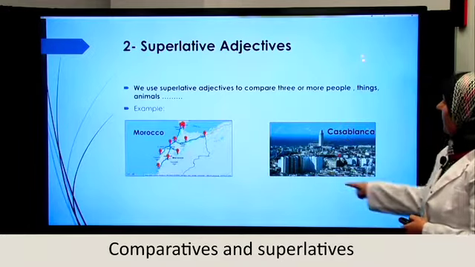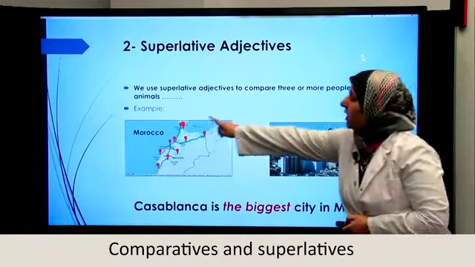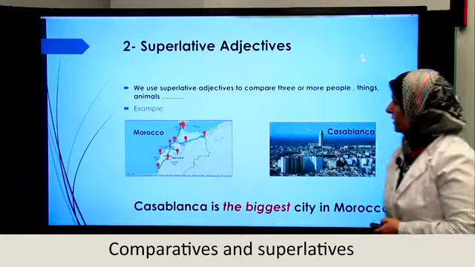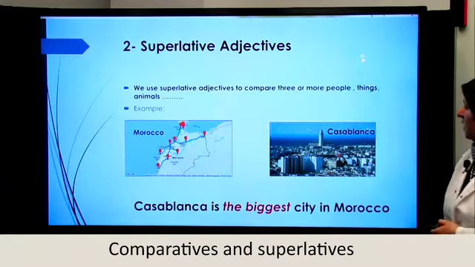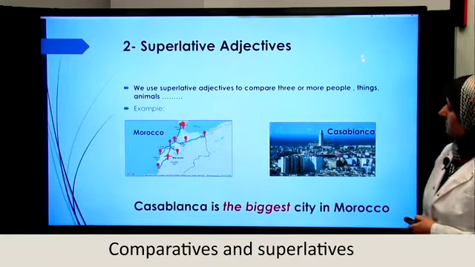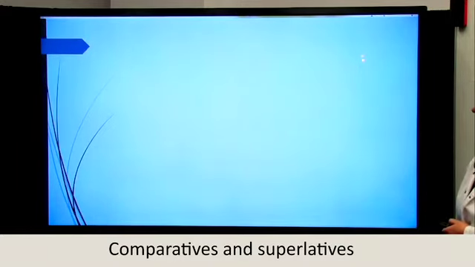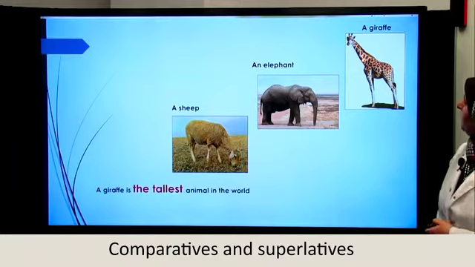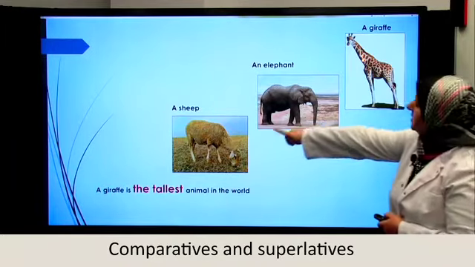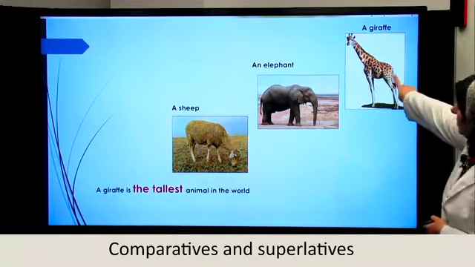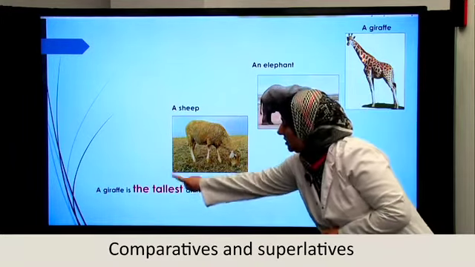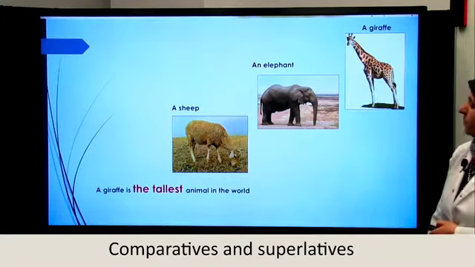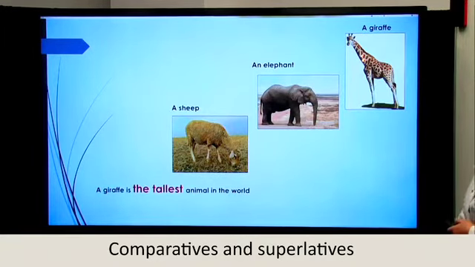We want now to compare Casablanca to the whole of Morocco. So we say that Casablanca is the biggest city in Morocco. So what is the rule? Another example, we have a giraffe, an elephant, and a sheep. So a giraffe is the tallest animal in the world. So the adjective tall, here we use the superlative. Now, how do we form a superlative?